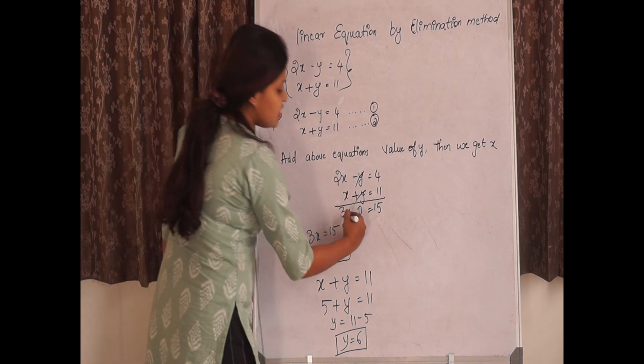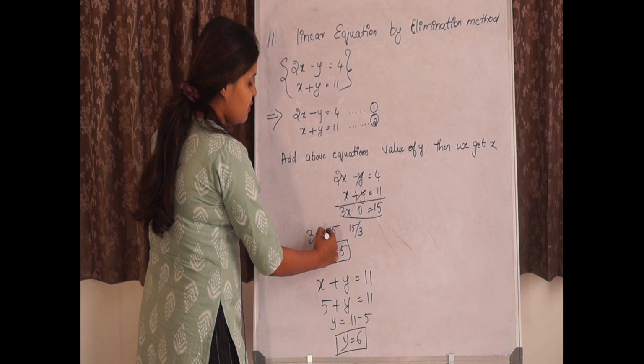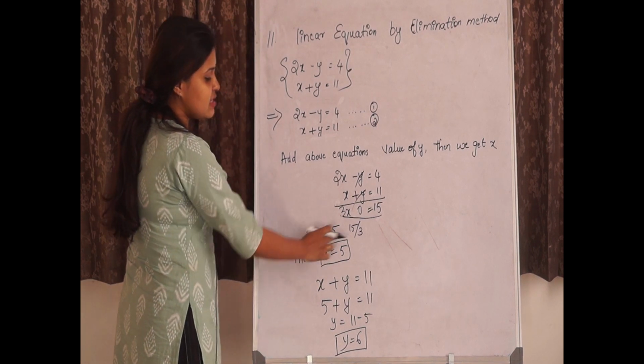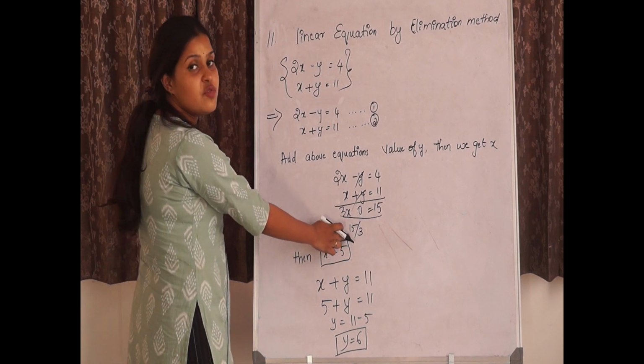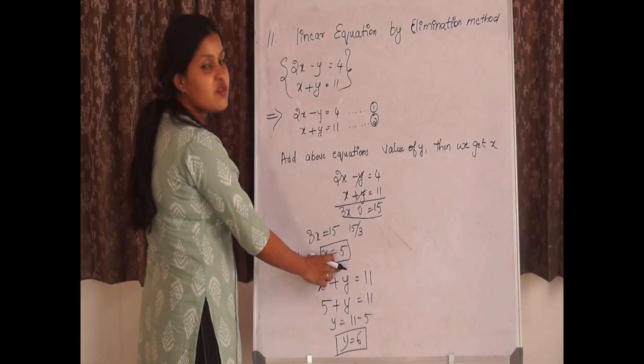So the equation is 3x + 0 = 15. Now let's find the value of x. That will be x = 15 by 3, where x we will be getting as 5.